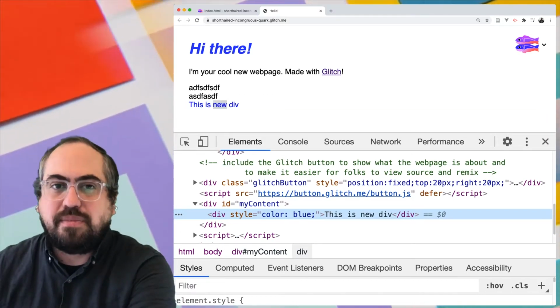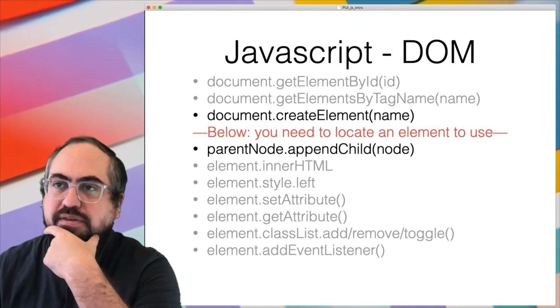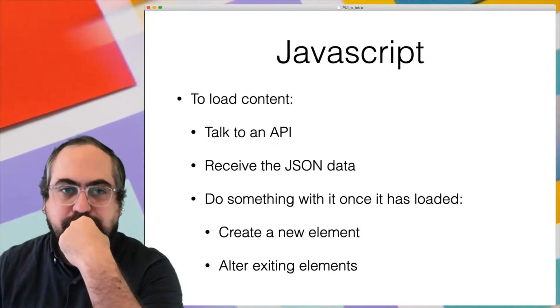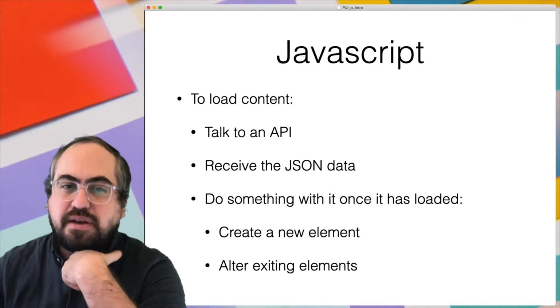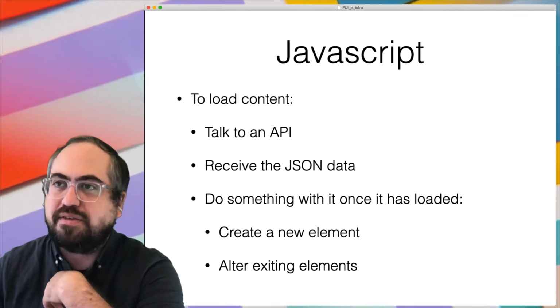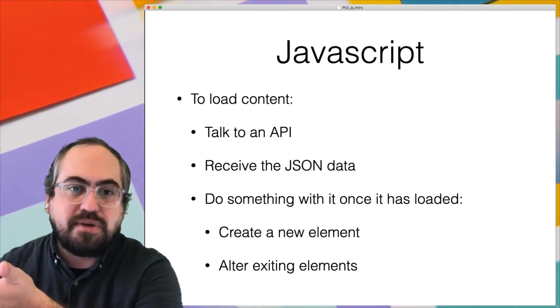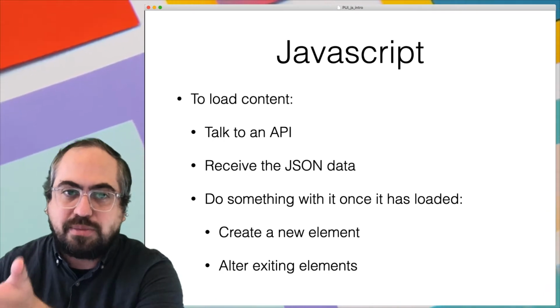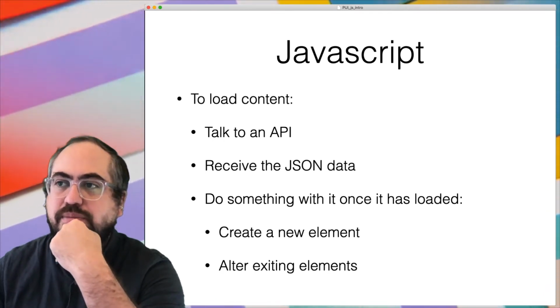So this is kind of the same process that we're going to do for working with APIs. You're going to basically talk to an API. You're going to receive the data the API has to offer, and it's going to be in this JSON format, which is a data serialization format. And then we're going to do something with it, right? We're going to create a new element, or alter existing elements, like what we just did in this example of creating a new div in the page.